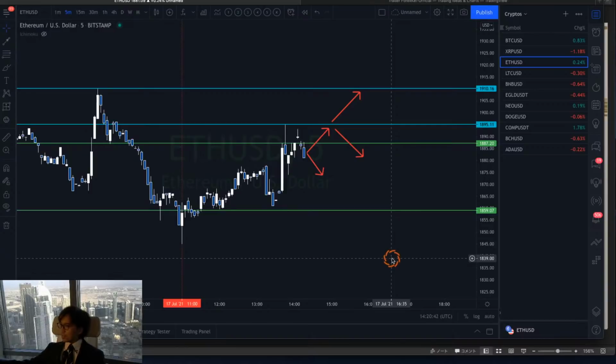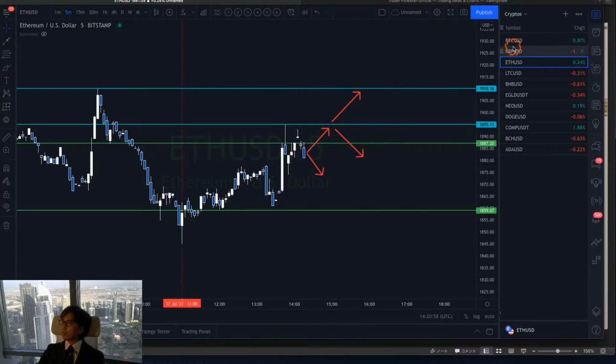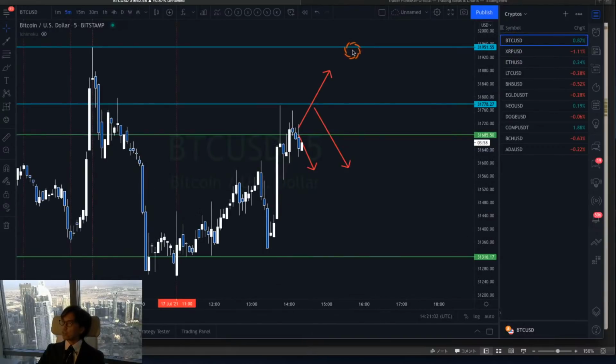All right, so let's see. Let me cover some comments here now while waiting for these markets to move. Let me split the charts into 2. Or maybe I will just switch back and forth on this Bitcoin and Ethereum 5-minute chart.